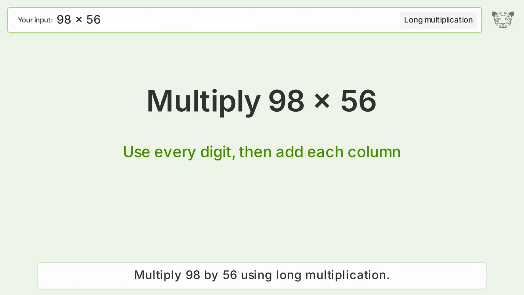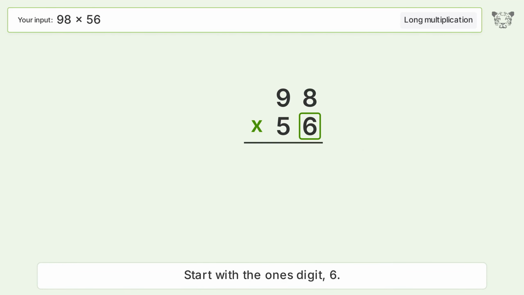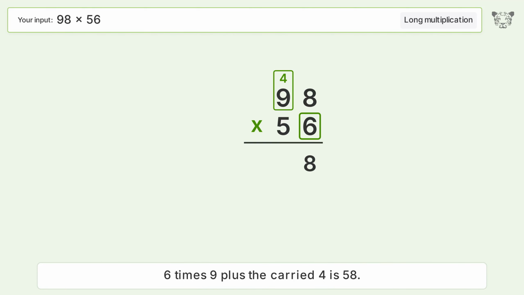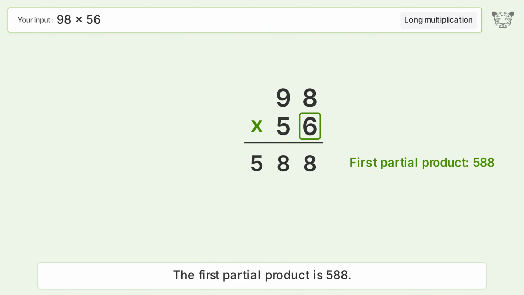Multiply 98 by 56 using long multiplication. Start with the ones digit, 6. 6 times 8 is 48. Put 8 in this column and carry 4. 6 times 9 plus the carried 4 is 58. The first partial product is 588.